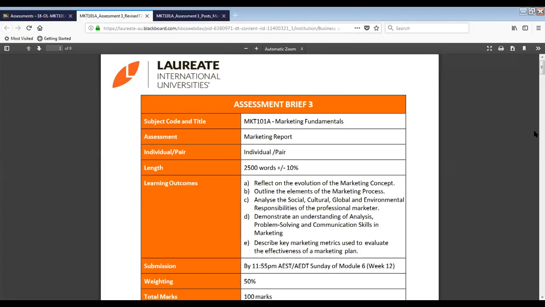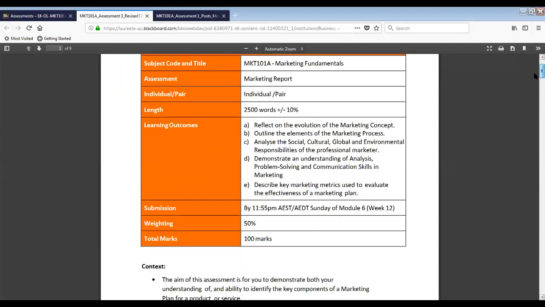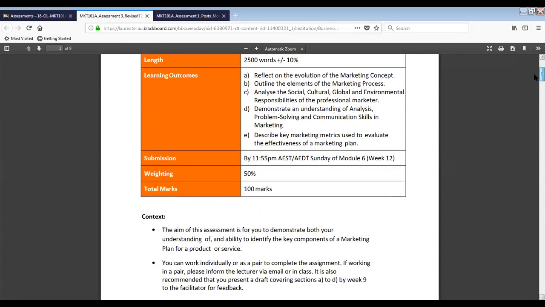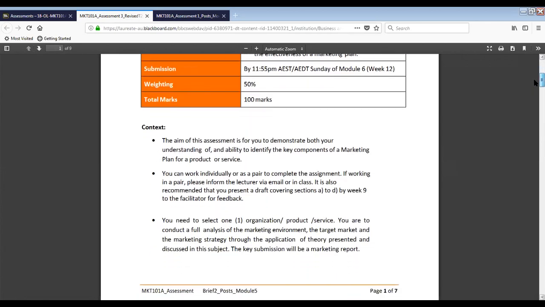Assessment 2 is basically a quiz, and you can have a look at the brief, but assessment 3 is similar to a marketing plan, if you like. It's not a full-blown marketing plan because it doesn't require you to outline the financial projections that a marketing plan normally includes. Again, it is not due on Sunday, it is due on Friday, week 12. Please refer to the timetable.